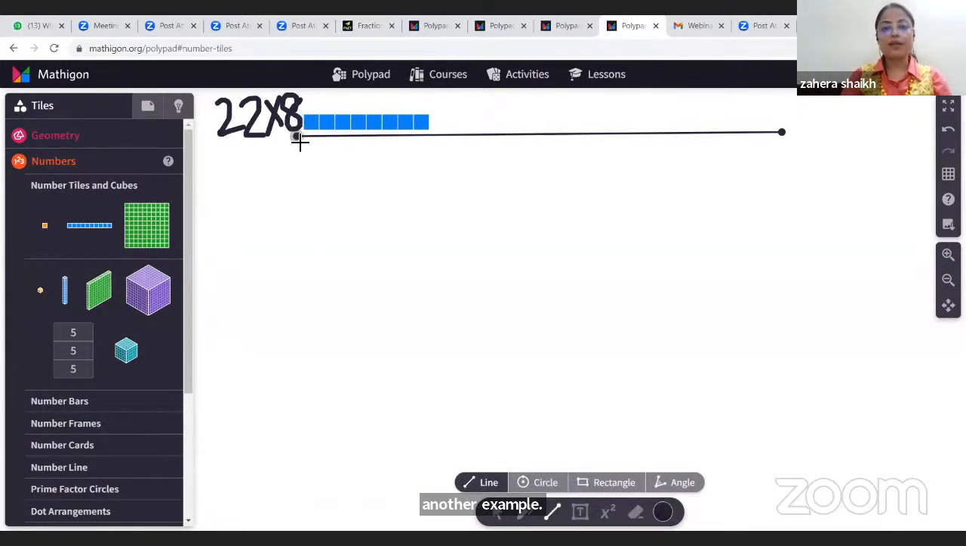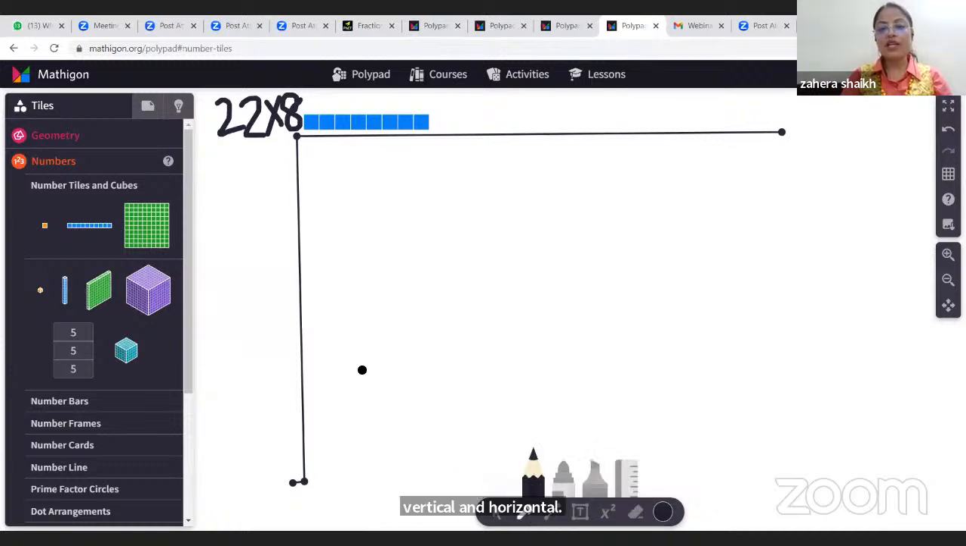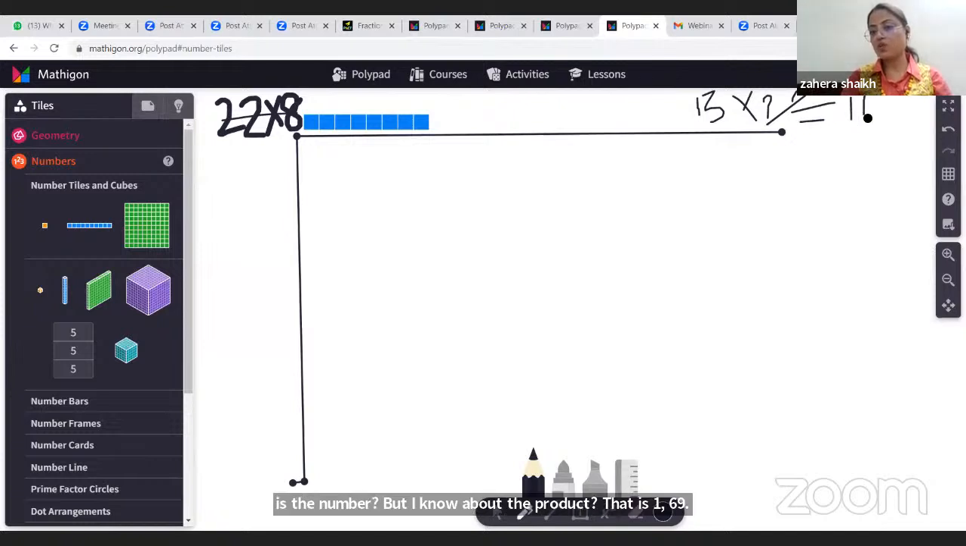Again, I have these two lines, vertical and horizontal. Now I'll change the question. I'll have 13 multiplied by a question mark. I don't know what the number is, but I know the product, that is 169. I know the product 169, but I don't know the size of that group.